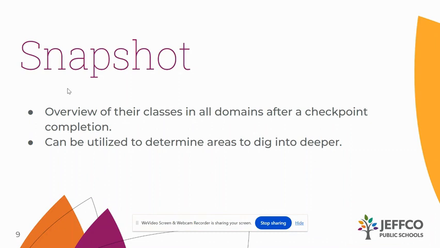The first report we will look at is the snapshot report. Teachers use the snapshot to inform planning and take a quick pulse check of where their class is at any given time. Administrators often use it to get an at-a-glance overview of their classes after a checkpoint is completed. The snapshot report provides a quick bird's-eye view of how their preschool classrooms are achieving in different developmental domains. It can be utilized to determine an area where the administration or instructional team may want to dig deeper into.